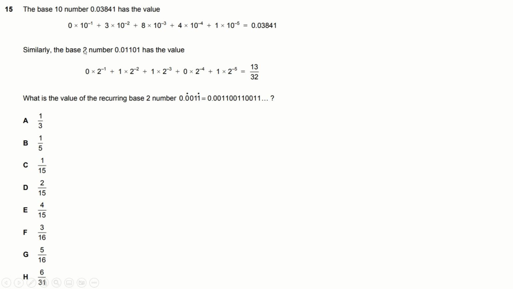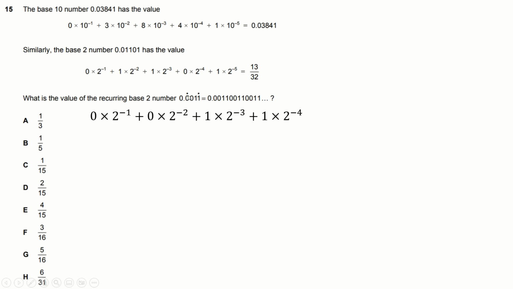So yeah, number 15, there's just an explanation of how standard form works. So that's kind of boring. And then it says which value is this. So okay, and this is in base 2, right? So this is not base 10, it's base 2. So we need to just do this thing to it for a bit.